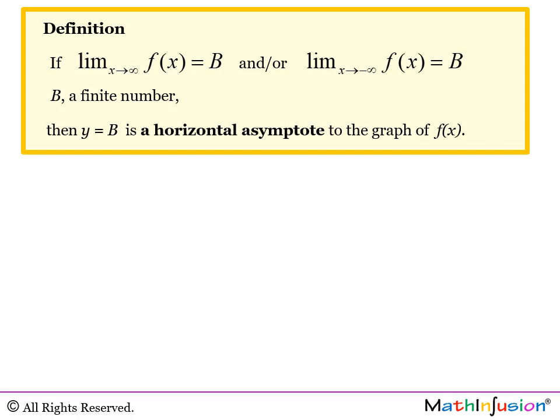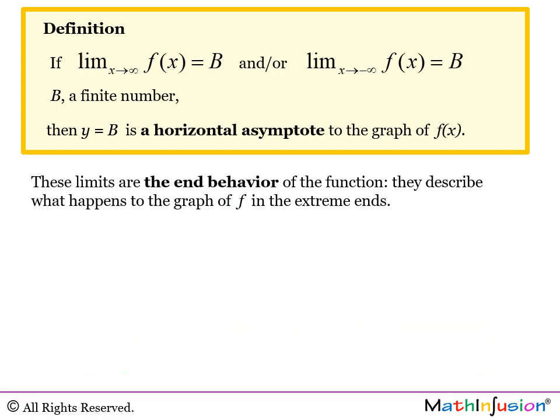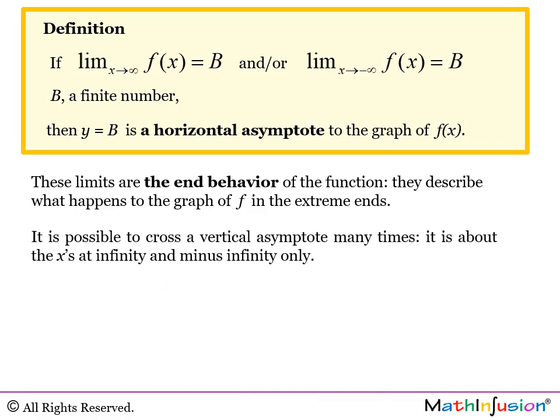Definition: if the limit of a function equals b, where b is a finite number, when x approaches infinity and or minus infinity, then y equals b is a horizontal asymptote to the graph of f(x). These limits are the end behavior of the function. They describe what happens to the graph of f in the extreme ends. It is possible to cross a horizontal asymptote many times. It is about x at infinity and minus infinity only.